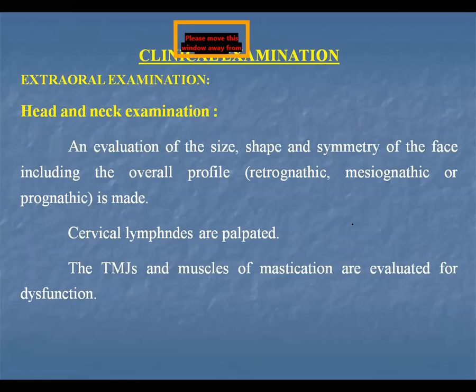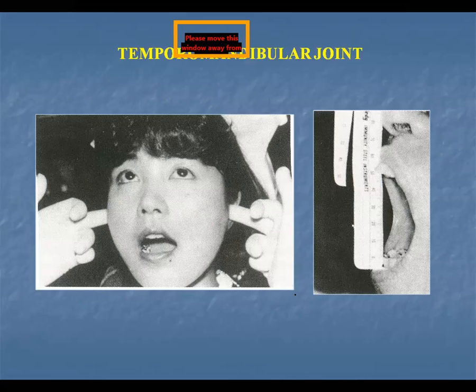So in clinical examination, we start with the extraoral examination, that is the head and neck examination. We always go with the evaluation of size, shape, and symmetry of the face. After that, we check the profile of the patient. Then all the cervical lymph nodes of the patient will be palpated. The palpation of the lymph nodes will be followed by the TMJ evaluation and the checking of the muscles of mastication for any dysfunction and discomfort. So these are the various methods to check the TMJ. And we have to stand behind the patient.